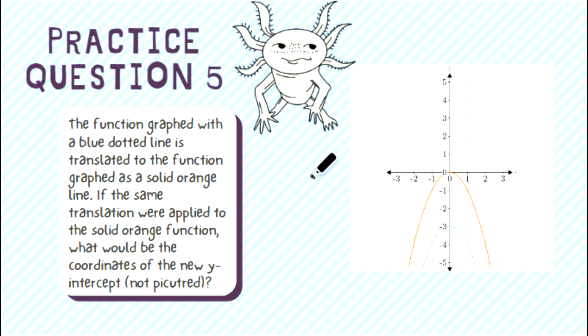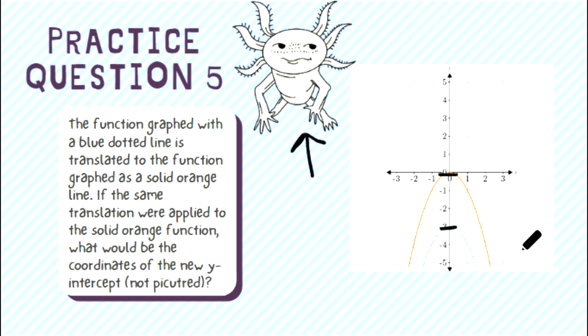Practice question number 5. This looks like something straight out of Stranger Things. The function graphed with a blue dotted line is translated to the function graphed as a solid orange line. So we're going from blue to orange. Okay, we're going this direction. It's doing it opposite. If the same translation were applied to the solid orange function, what would be the coordinates of the new y-intercept? So we went from here to here.